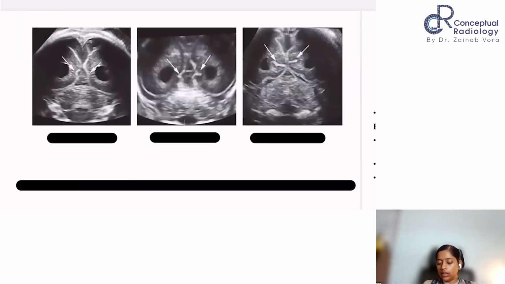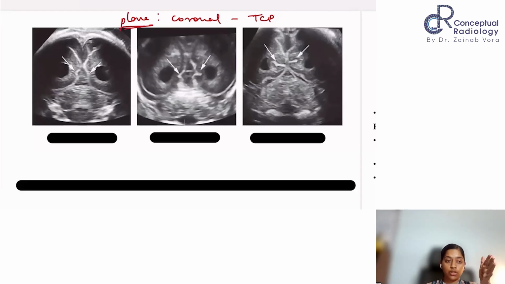Now, you tell me these all images. First, which plane are these? And what are we focusing at? Transcerebellar plane, very good. Coronal and transcerebellar plane, excellent. So what are these arrows pointing at? Calcarine sulcus, excellent.